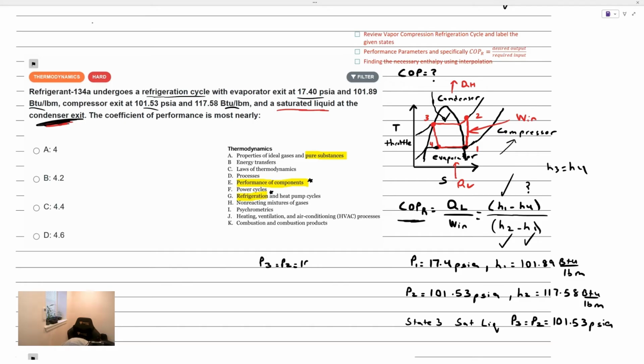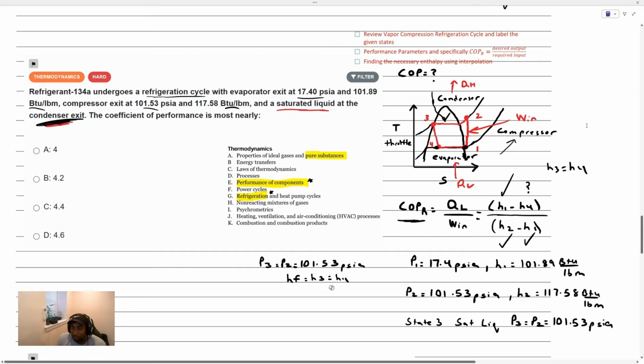So to summarize what we're looking for in this table, at P3, which is just P2, which is 101.53 psia, we want to find the enthalpy of a saturated liquid. So let's go inside of the tables. We're going to find that enthalpy of a saturated liquid, because that's going to be equal to the enthalpy of state point 3, which is the same thing as the enthalpy of state point 4. Let's see if we can find that value.